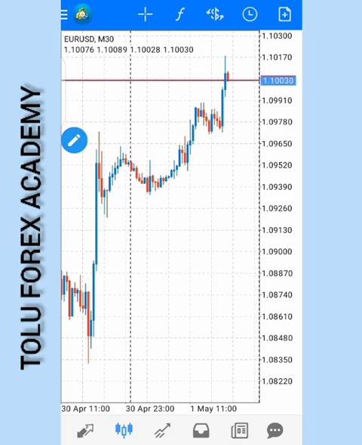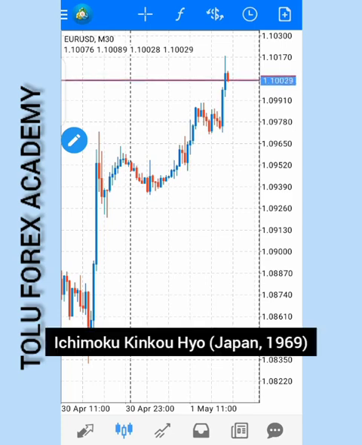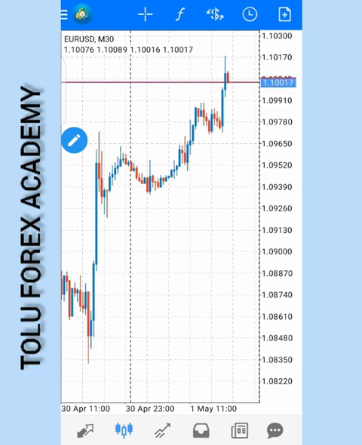The Ichimoku system is a Japanese charting method and a technical analysis method. So we see by history that the Ichimoku indicator was published in 1969 by a reporter called Ichimoku in Japan. And this candlestick trading technique has stood the test of time.